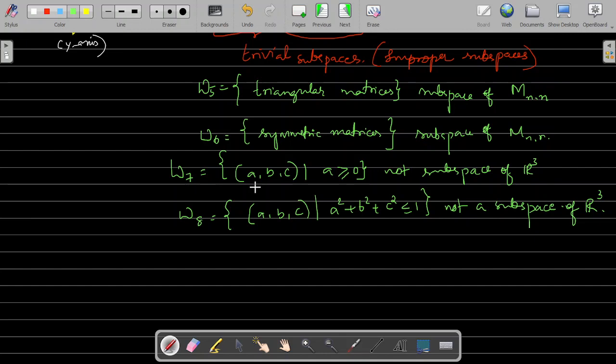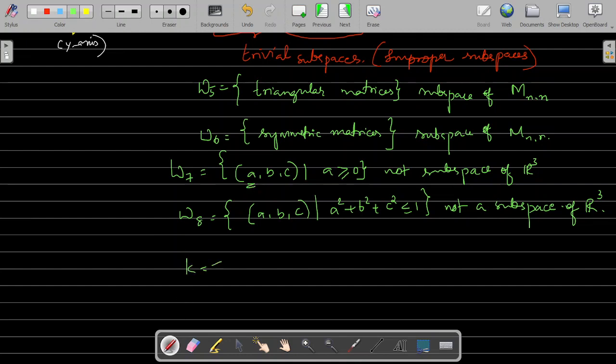Now, which is not a subspace? If you take W7, I am just naming it W7, the set of all ordered triplets having the condition a greater than or equal to 0. The first coordinate should be positive or equal to 0. This is not a subspace of R cube. This is because it is not closed with respect to scalar multiplication.